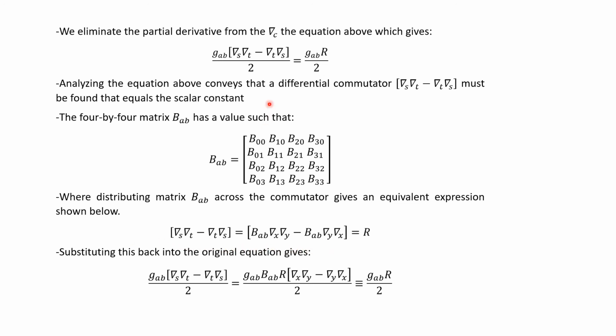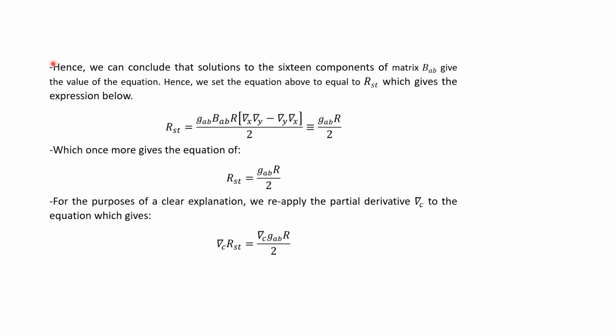We set this equal to that, which we give here. If we put this into this, we end up with this expression. Substituting this back into the original equation gives this. So we put this into this, and then we get this, just to make the correlations between the two. Hence, we can conclude that solutions to the 16 components of matrix B give the value of the equation.